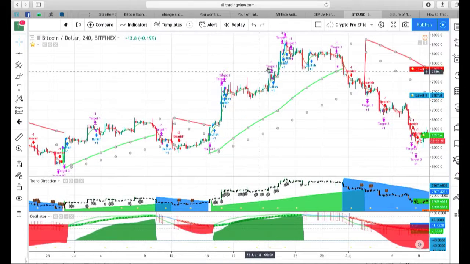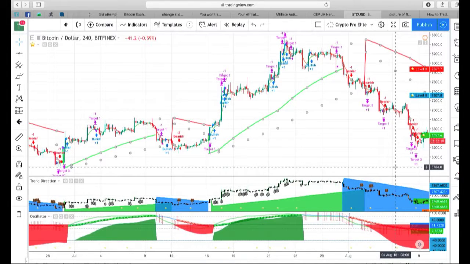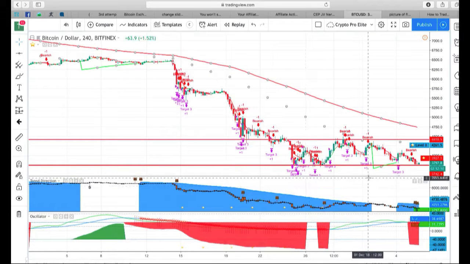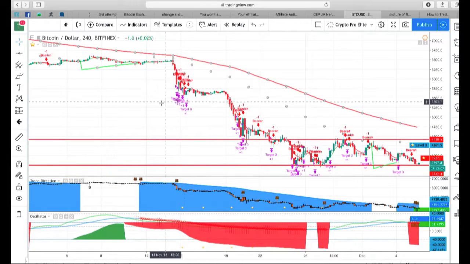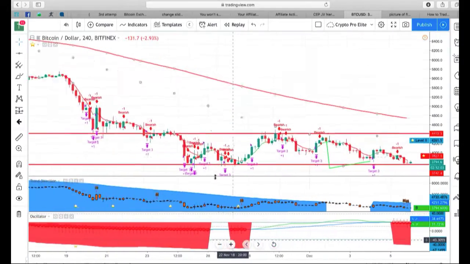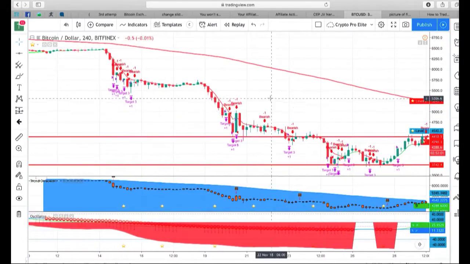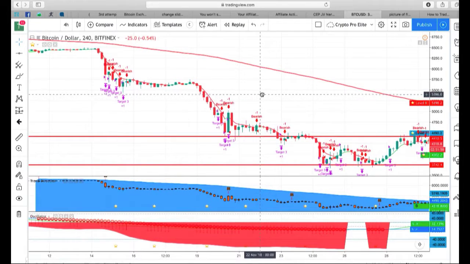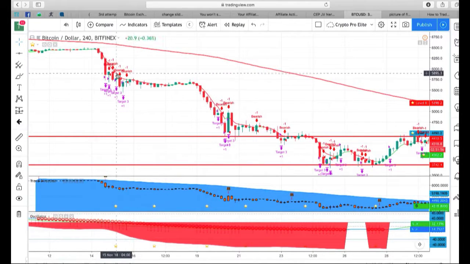So instead of understanding crypto support and resistance, Crypto Pro Elite basically trades in cycles, okay? So what it does is, let's zoom back in here a little bit. It starts looking for opportunities to buy and sell these crypto pairs. So I'm going to zoom in. In fact, all of this is in a members area that shows you exactly how to use this software. So over here, we got a selling signal, kept saying bearish, bearish, I mean sell.